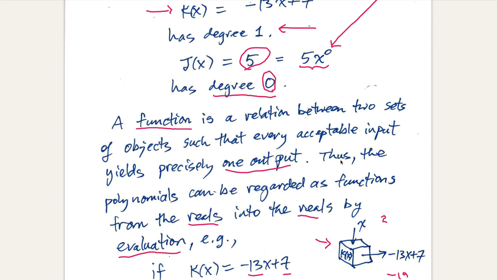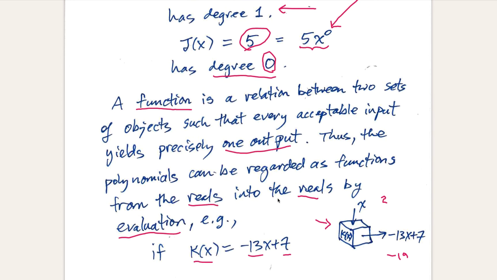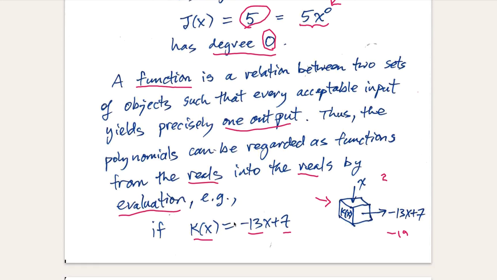Now, polynomials can be regarded as functions from the real numbers into the real numbers by evaluation. For example, suppose I have this function called k of x, which is negative 13x plus 7. I can think of this as a function from the reals into the reals, or the real numbers into the real numbers, in the following way. See, x falls into the machine, k of x, and what spits out? Negative 13x plus 7. So k of x takes whatever you put into it, multiplies it by negative 13, and then adds 7 to that result. So if I was to drop 2 in there, it would go negative 13 times 2, which is negative 26, plus 7 is negative 19. So negative 19 would pop out of the machine.